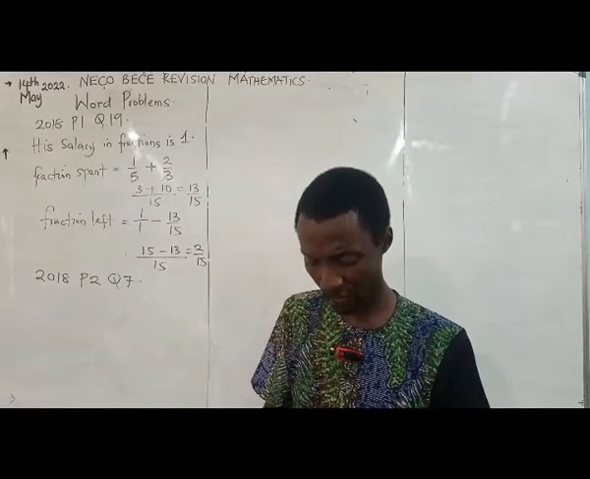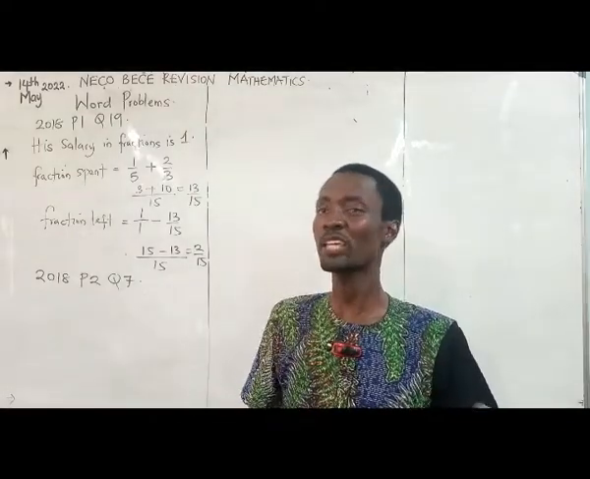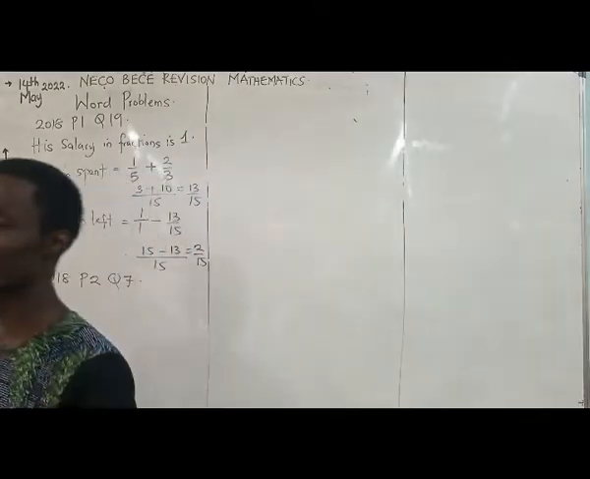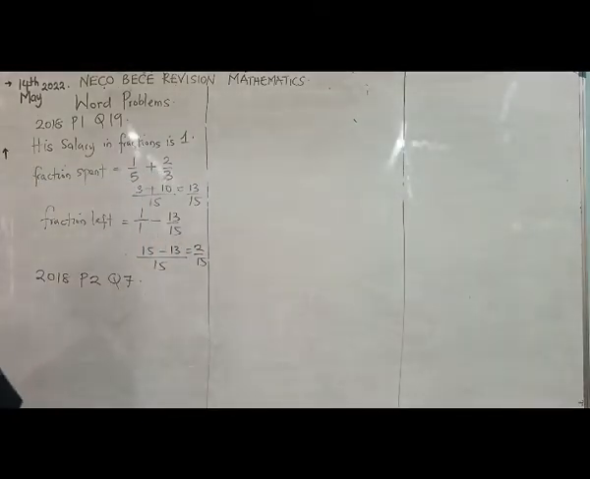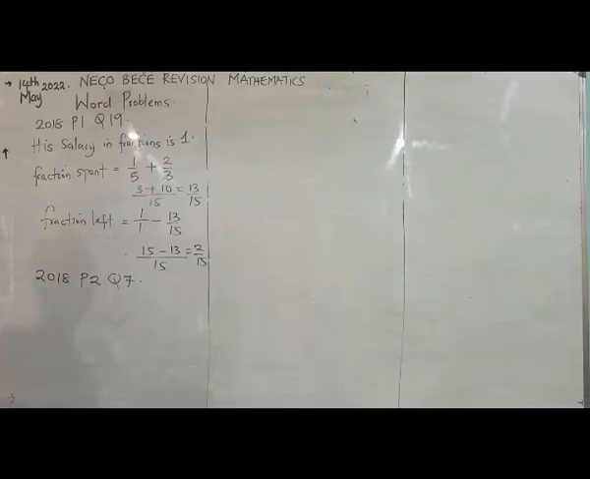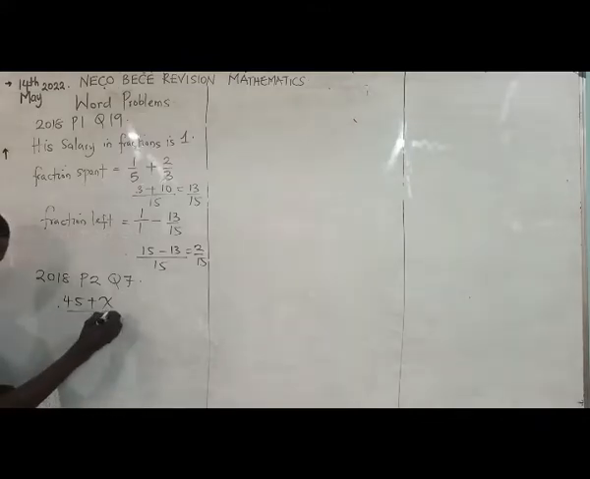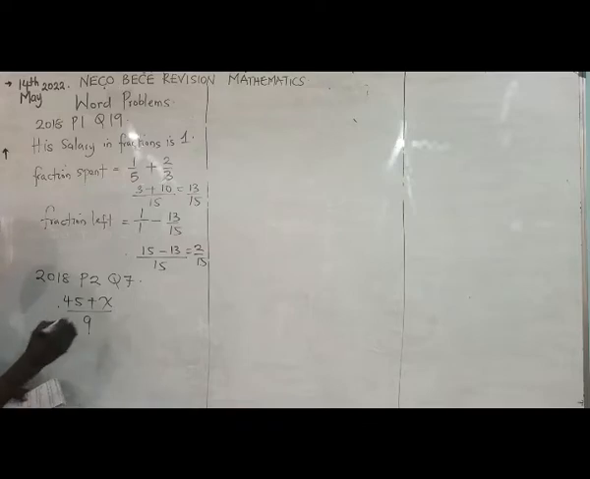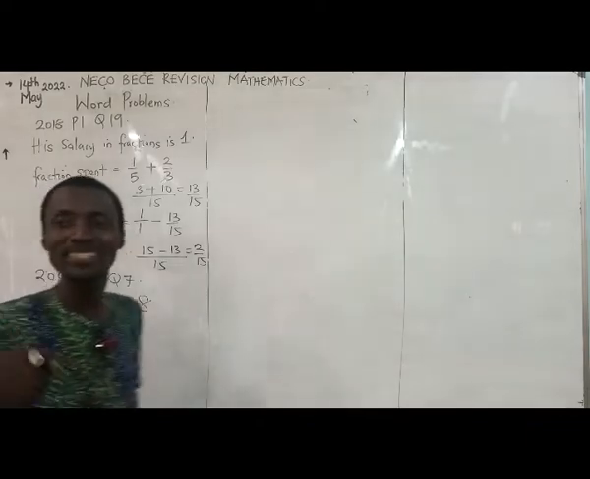Alright, so question 7 says, if 45 is added to a certain number, anytime you see a certain number or an unknown, call that number X. So 45 is added to a certain number, and the result is divided by 9. The quotient is 8. That word quotient means the answer.